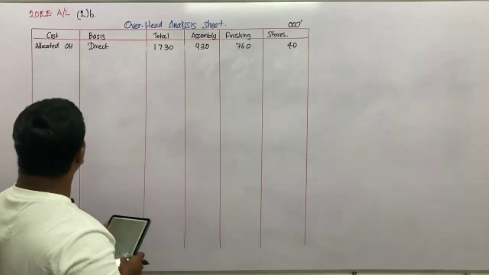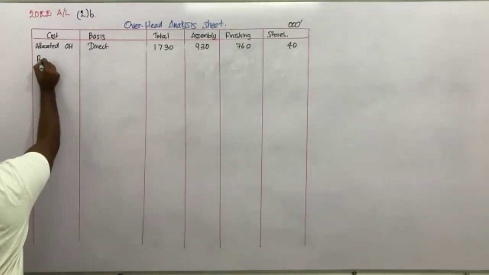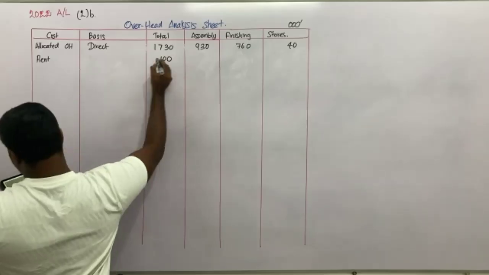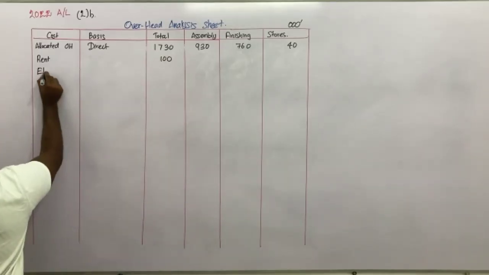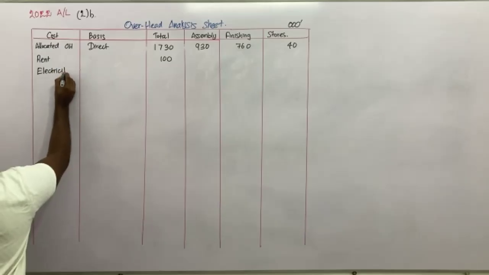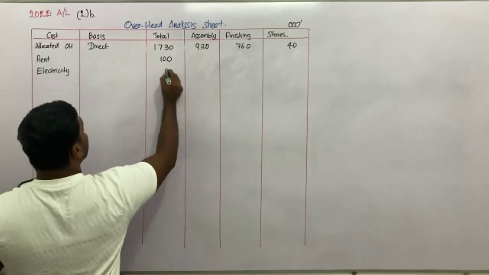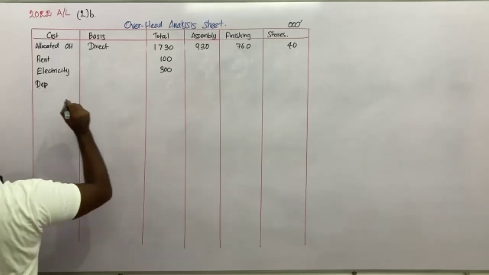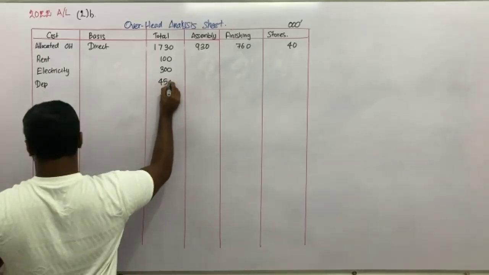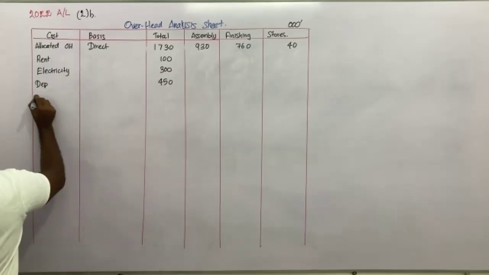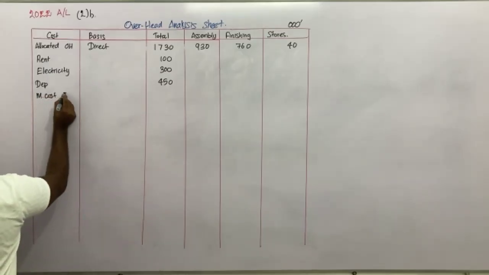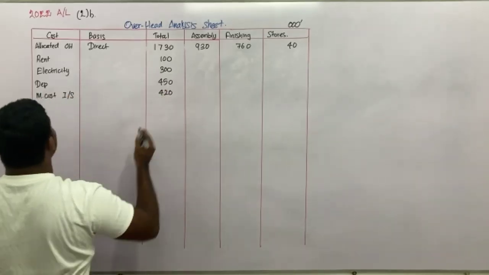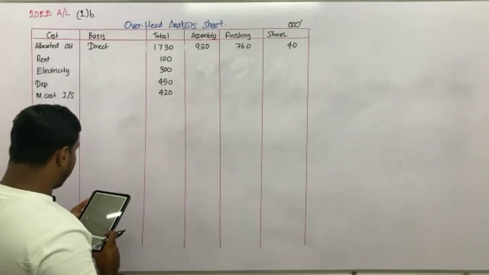Other overheads. First one, factory rent. The total given is 100. Electricity, 300. Depreciation, 450. Maintenance cost of the information system is 420. What will be the appropriation basis for the rent? Floor area.